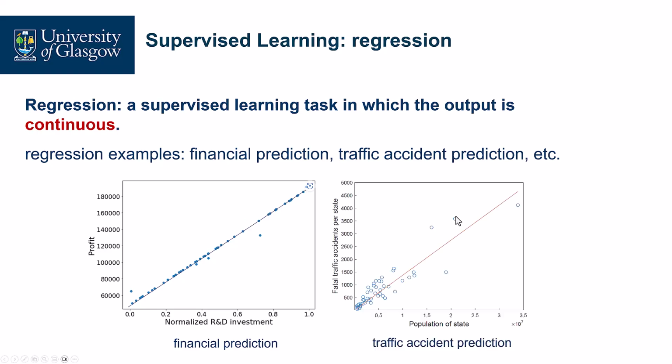The other one, the traffic accident prediction: I want to see the population of the state and the fatal traffic accidents of that state, right? So we find the number of fatal traffic accidents in that state. This is not categorical as well, right? So this is also regression.